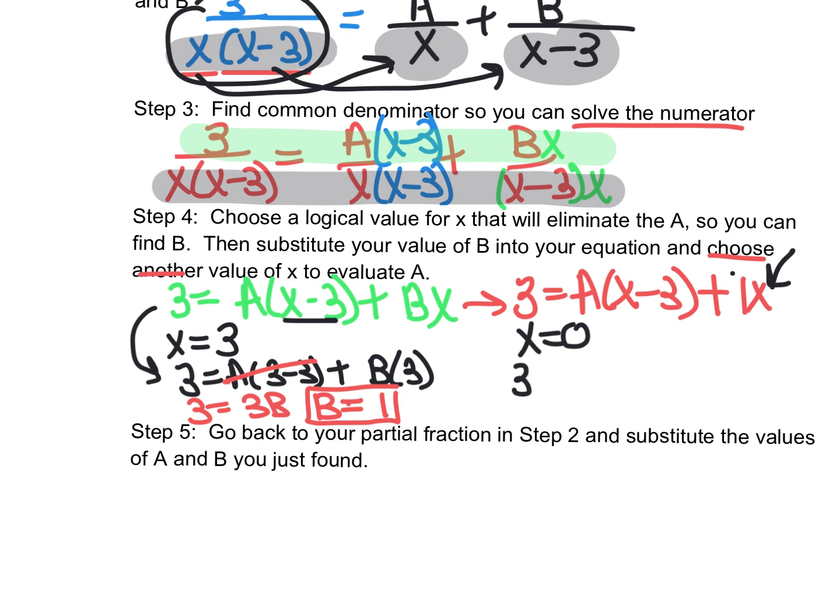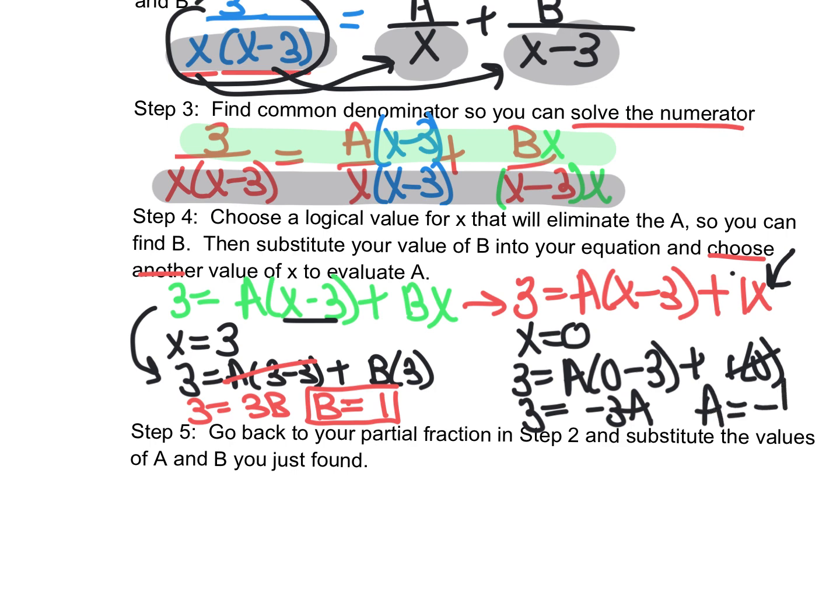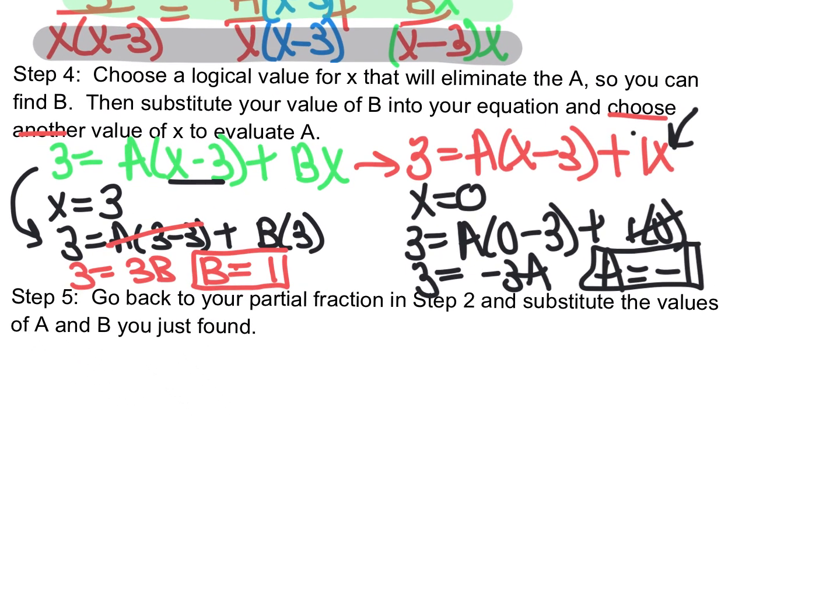So we're going to say 3 equals A times 0 minus 3 plus 1 times 0, which is just 0, so that's going to cancel. And we're left with 3 equals negative 3A. Therefore, A equals negative 1.